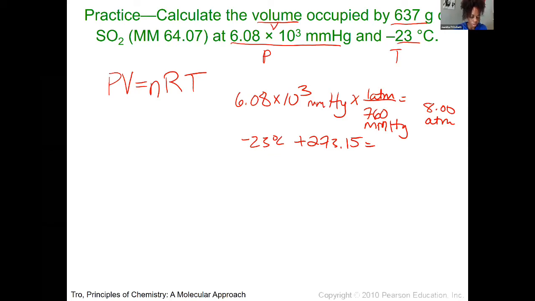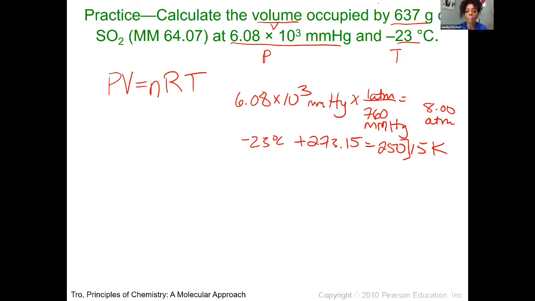So negative 223 plus 273.15, and that would give us 250.15. Again, we can drop off that decimal point for our Kelvin. Now, notice one thing that seems to be missing from this problem, if we want to use that PV equals nRT equation, is the mole amount.